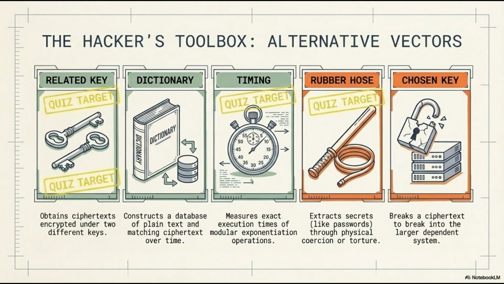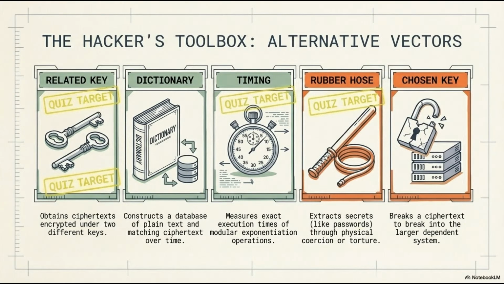And then there's the rubber hose attack, which is decidedly less elegant. That's extracting secrets, like passwords, through physical coercion or torture. Beating it out of someone. Unfortunately, yes. And lastly, the chosen key attack, where you break a ciphertext specifically to break into a larger dependent system.